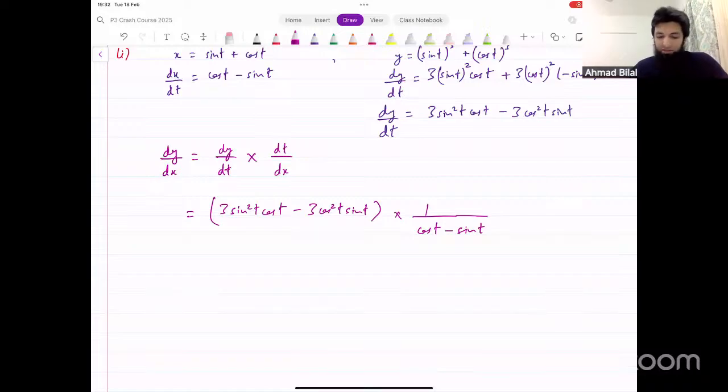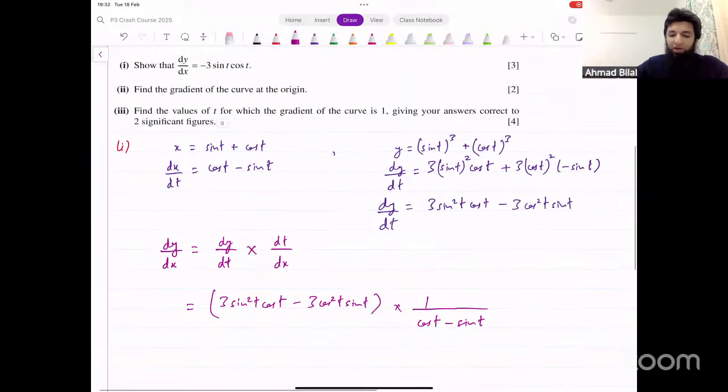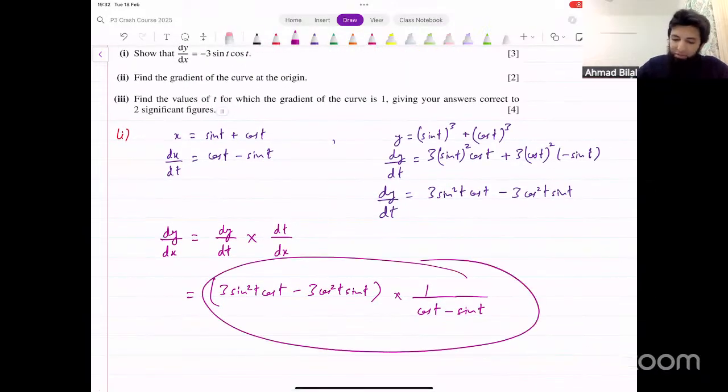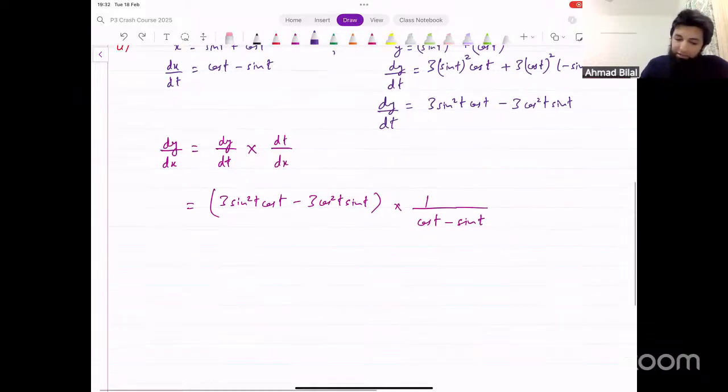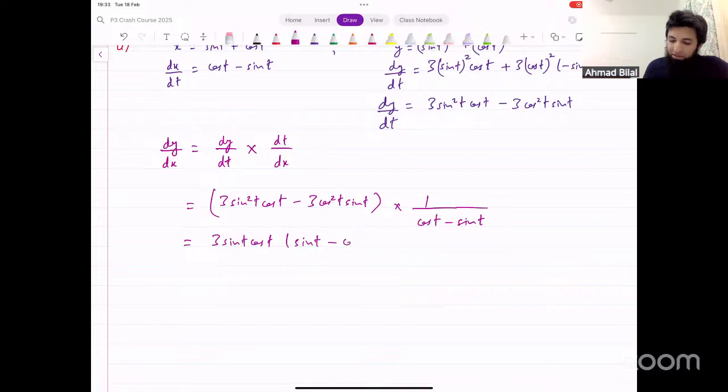Now after this, it's basically trigonometry. You have to prove that this thing can be written like this. So we have to simplify this and prove that it can be simplified to this form. Now, how can we do that? Let's think of this now. In the numerator, we can take 3 common, and we can take sine common, and we can also take cos common. Inside, we would be left with sine t minus cos t. In the denominator, we have cos of t minus sine of t.